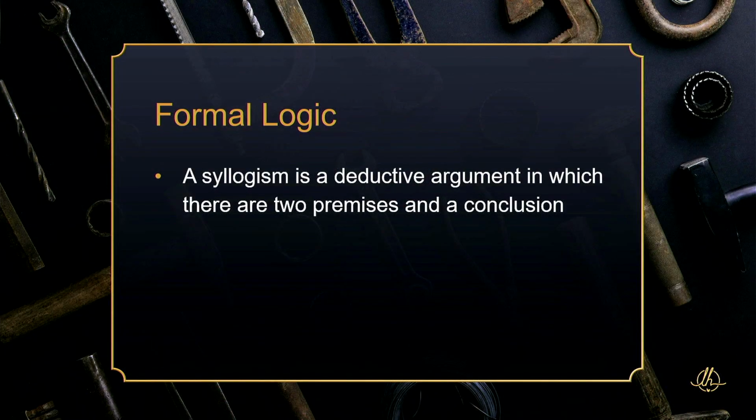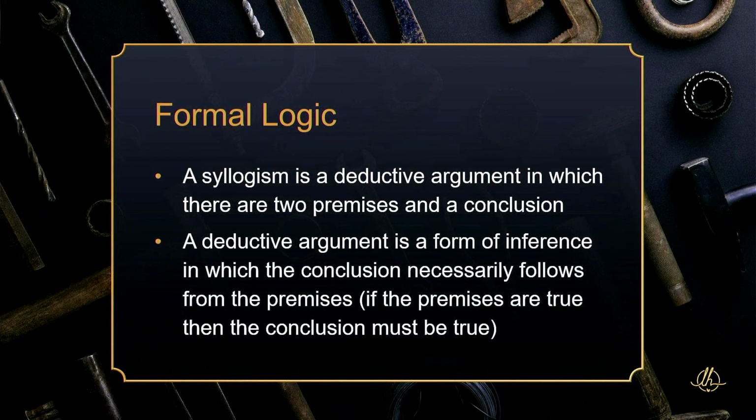Formal logic converts sentences into symbols for rigorous analysis, and they employ syllogisms to demonstrate valid conclusions. What's a syllogism? A syllogism is a deductive argument in which there are two premises and one conclusion. What's a deductive argument? A deductive argument is a form of inference in which the conclusion necessarily follows from the premises. If the premises are true, then the conclusion must be true.